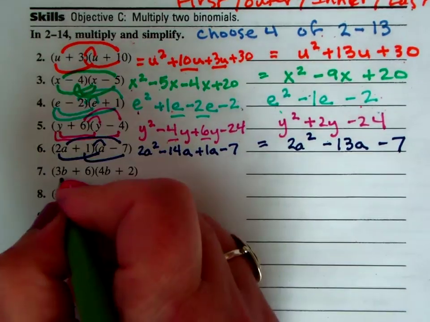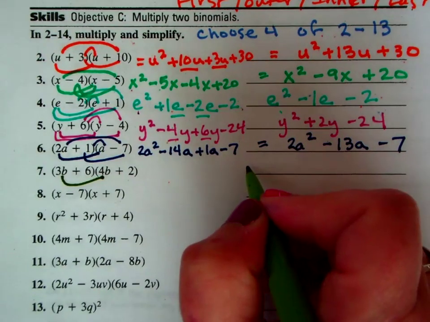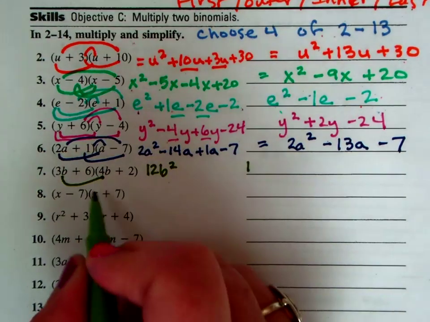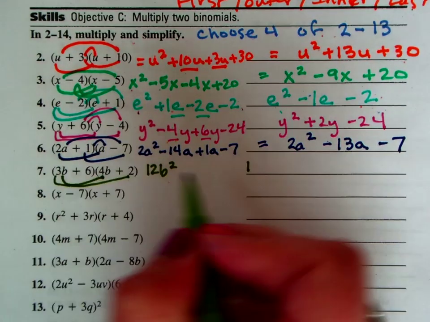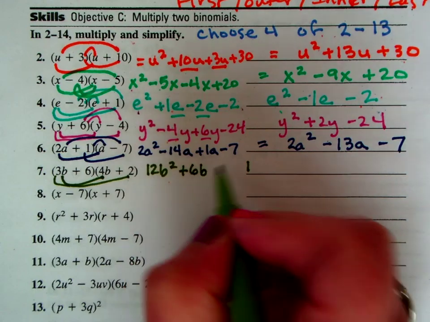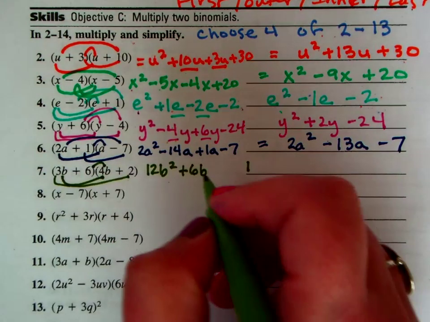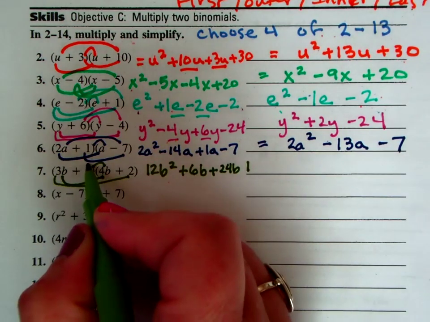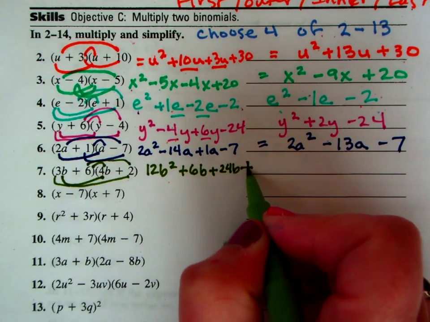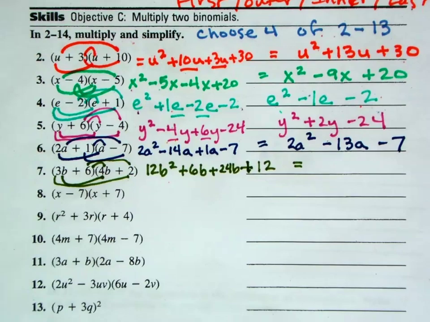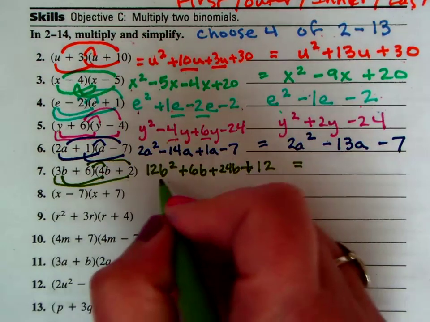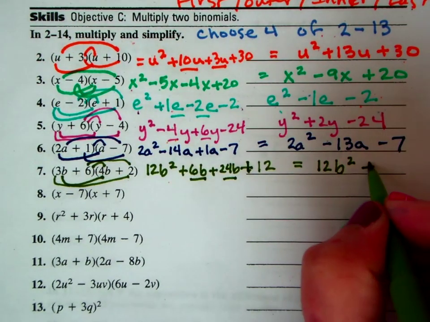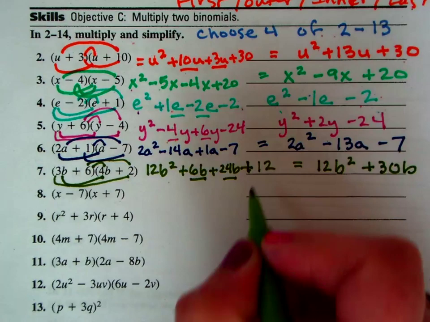Okay, next one. 3b times 4b is 12b squared. Oh, forgot I was doing it over here to combine the middle terms. 3b times the 2 is 6b. 6 times that 4b, 6 times 4 is 24. And then the 6 times the 2 is plus that 12. Okay, so now when we combine whatever we can, we'll have 12b squared. And 6 plus 24 is 30b. And then plus 12.